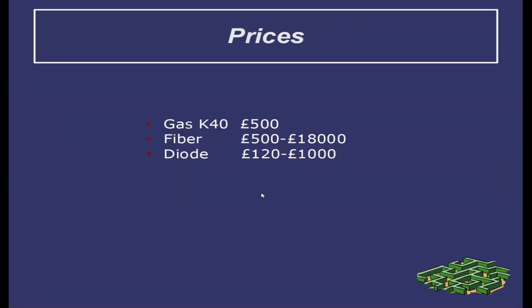The prices, these are just average, obviously. The K40 gas ones come around £500, way up to, you can get them up to £25,000-50,000.